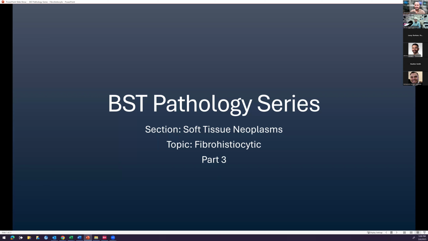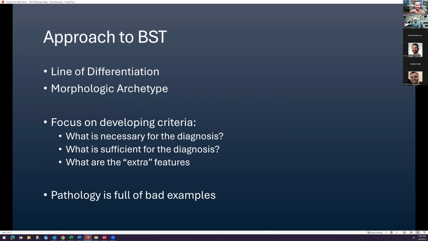I have this slide at the beginning, but basically just a quick recap. Every single time we talk about line of differentiation, this is kind of the idea. We're really trying to nail down different lines of differentiation to narrow down the differential because it gets pretty unwieldy, as you probably remember from the fibroblastic tumors last time. So we're going to focus on developing some criteria, and just remember, not everything is a good example in this world. Actually, most of them are pretty bad examples.